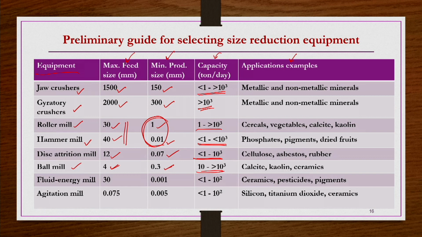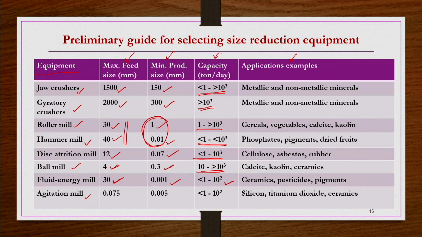Then fluid energy mill, it can handle up to 30 mm, and then it can produce product up to 0.001 mm size, that is almost 1 micron size. However, as we have just seen, if the feed size is less than 12 mm or something like that, then it performs very much better. The capacity is in general less than 1 ton per day to almost 100 tons per day. These fluid energy mills find several applications in ceramics, pesticides and pigments industries.